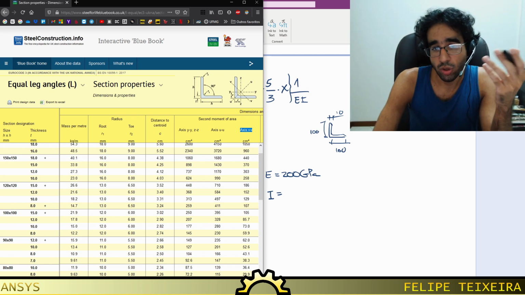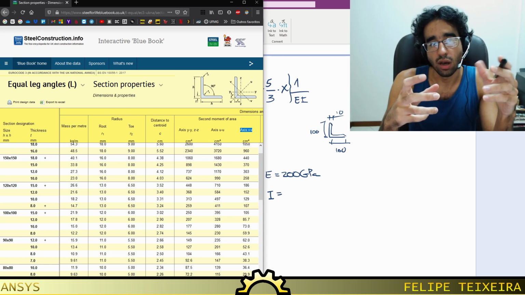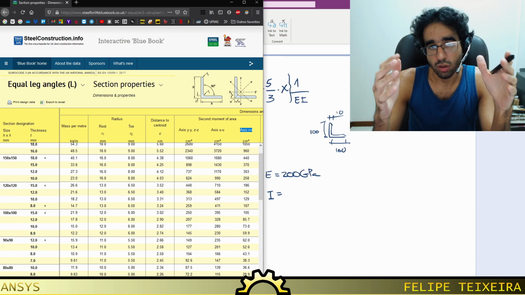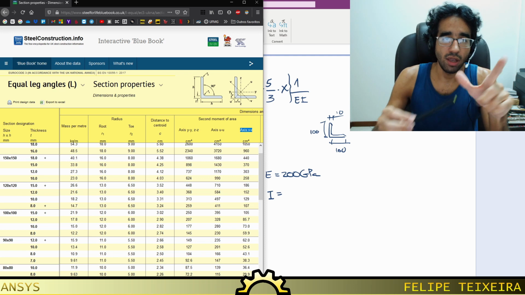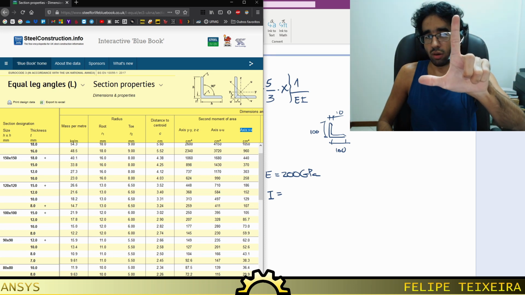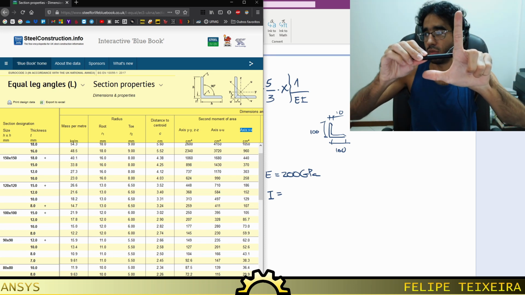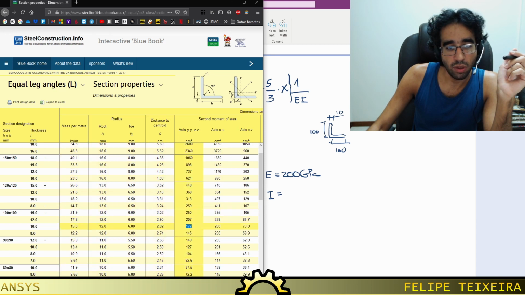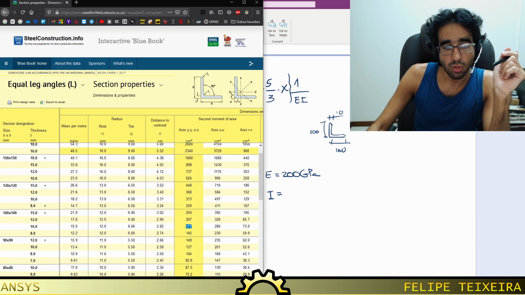So here we would have to know around which axis our beam is bending so that we can choose the appropriate value for the second moment of area. In this case, I'm going to imagine that the cross-section, our L shape, is being rotated around this axis. So for this axis, which he calls here YY or ZZ, we have the value of the second moment of area being 177 centimeters to the fourth.